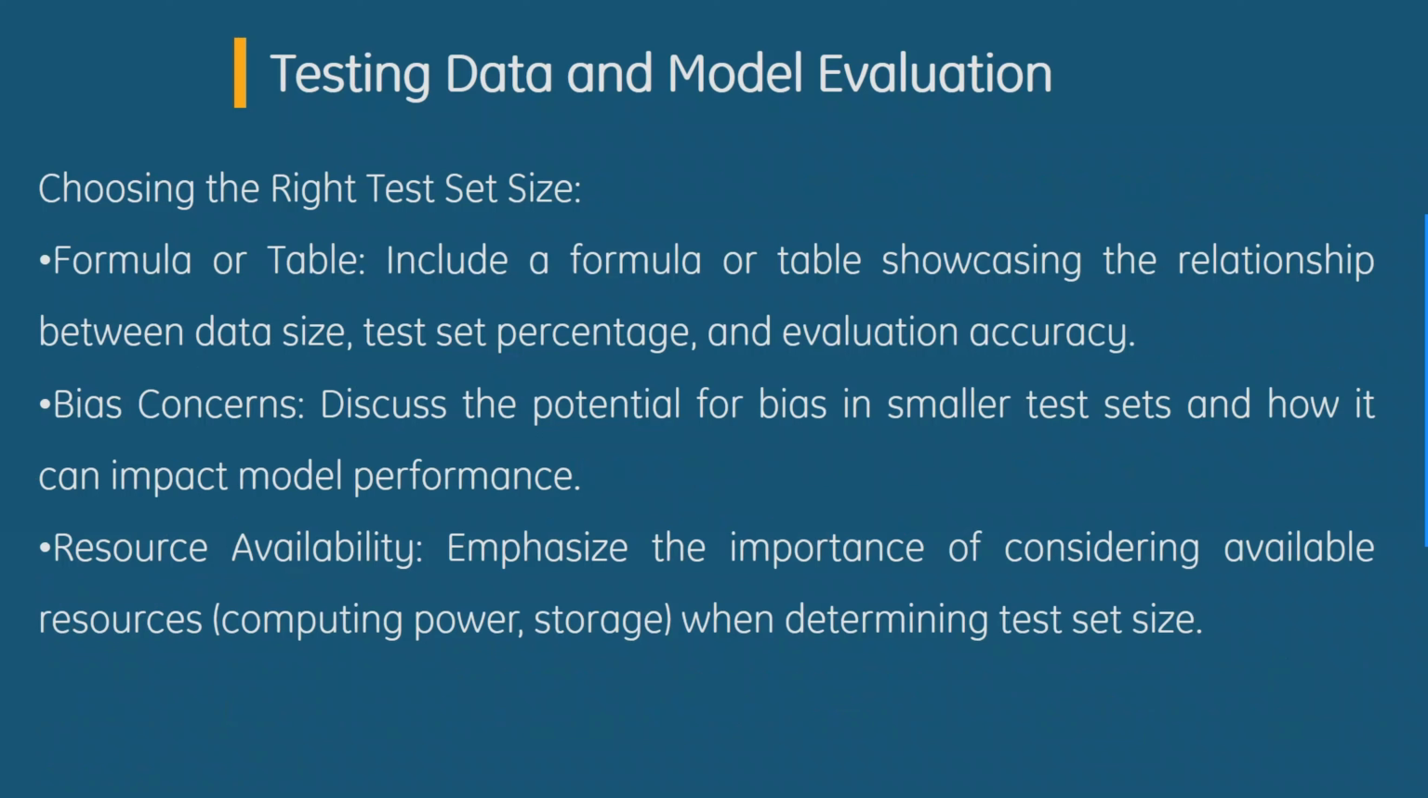Then how do we choose the right test set size? Firstly, we have a formula or table. Include a formula or a table showcasing the relation between data size, test set percentage, and evaluation accuracy. Then we have bias concerns. Discuss the potential for bias in the smallest test sets and how it can impact the model performance. And then we have resource availability.